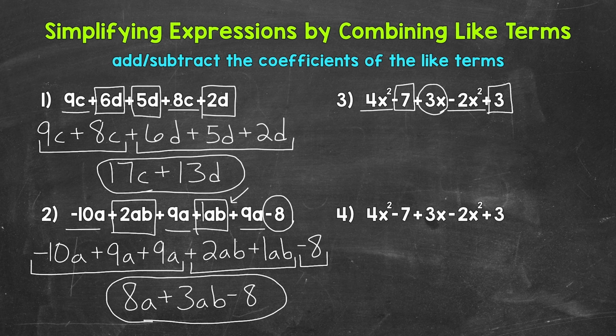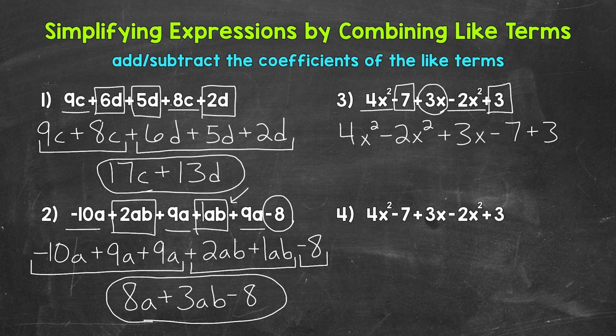Remember, bring the sign that's in front of the term with it as you rewrite this expression. So we have 4x squared, and then negative 2x squared is the like term. So this is going to be 4x squared minus 2x squared. Then we have plus 3x, and then our constant terms last. So we have minus 7, a negative 7, plus 3.